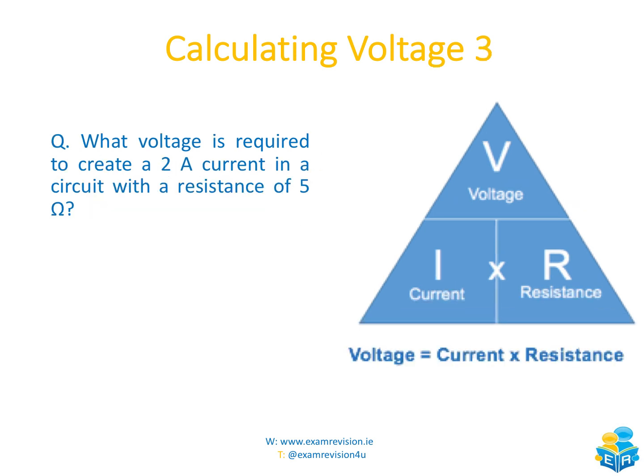And the last one here, what voltage is required to create a 2 amp current in a circuit resistance of 5 ohms? So again, the voltage is equal to the current times the resistance. The current is 2 amps, the resistance is 5 ohms, 2 by 5 is 10, and the units are volts.